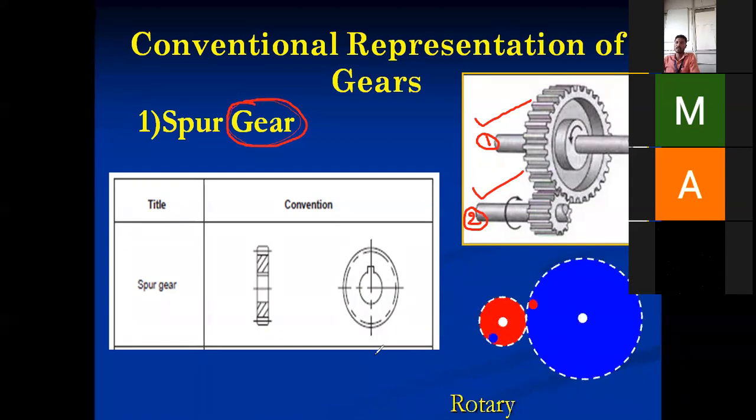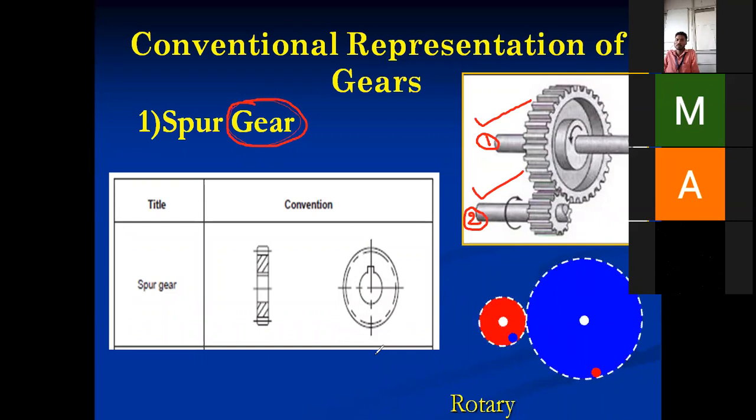In the next lecture, in the next chapter, we are going to see belts also. It is also one type of mechanical element which is used to transfer power. So now, what is the difference between gears and belts? Both are used to transfer power, but when there is less distance between shafts, what will be used?